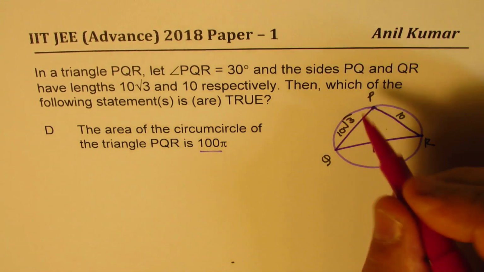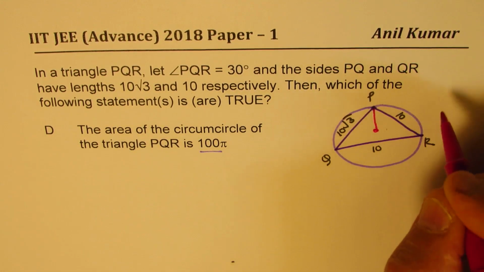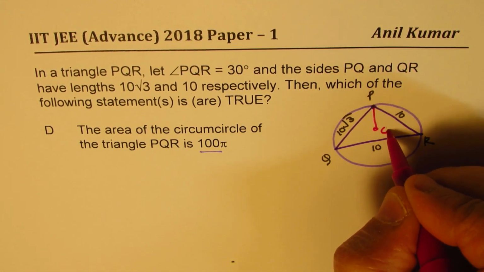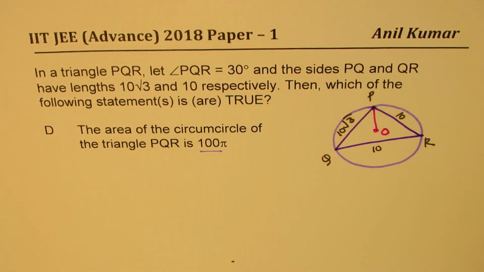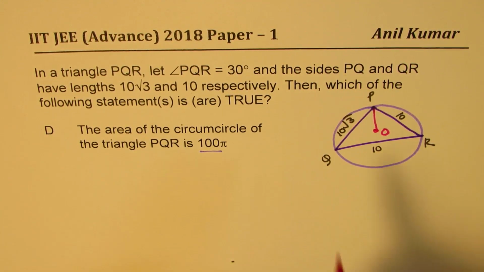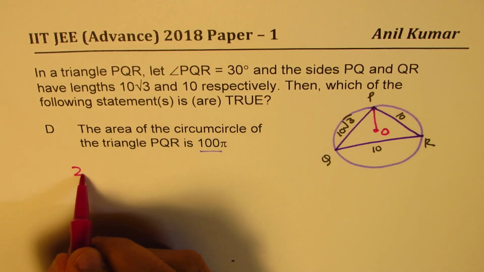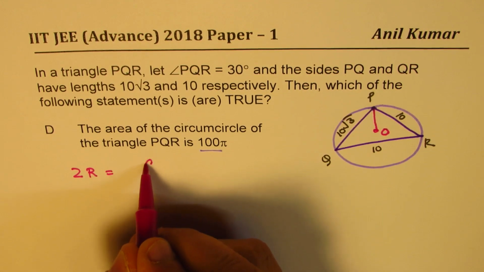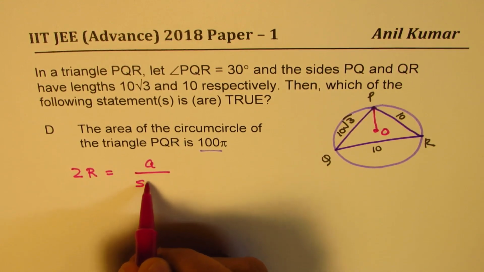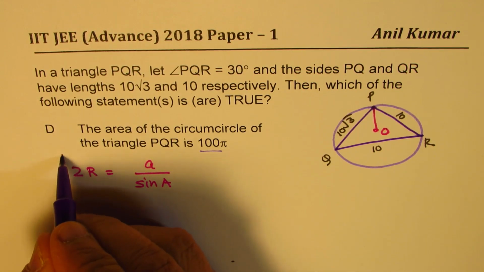So the first thing we need to find is the radius of the circumcircle. Let's say the center is O, so OP is what we need to find. Now, how do you relate this radius with the sides of a triangle? If you remember, we have this formula: twice the radius is equal to any side over the sine of the opposite angle. This is a very important formula which can be applied here.